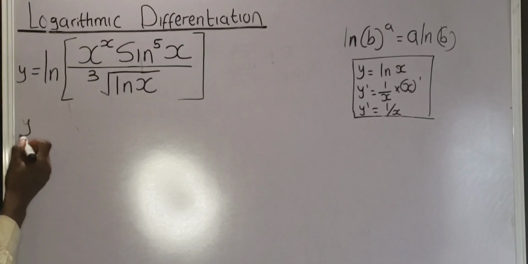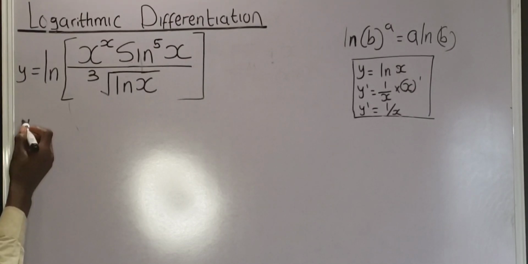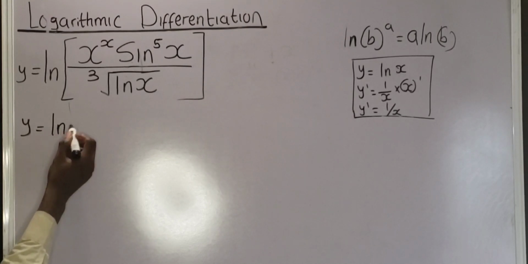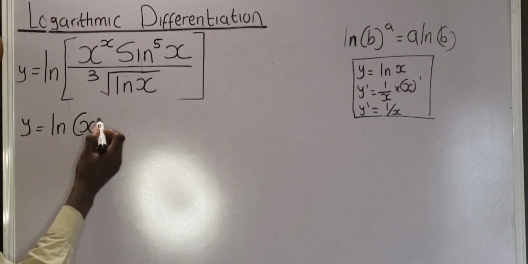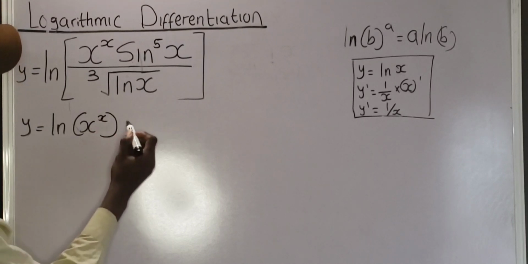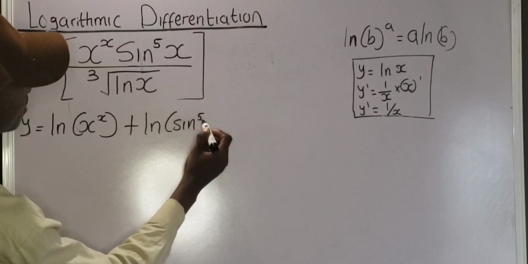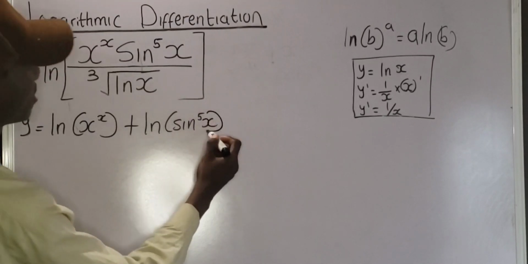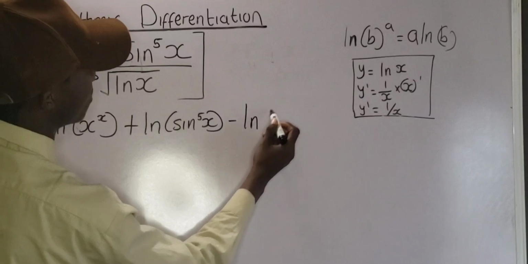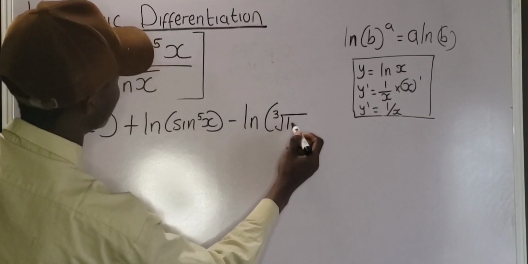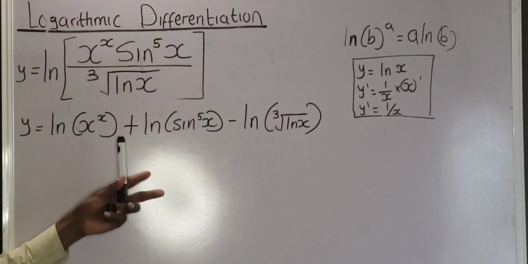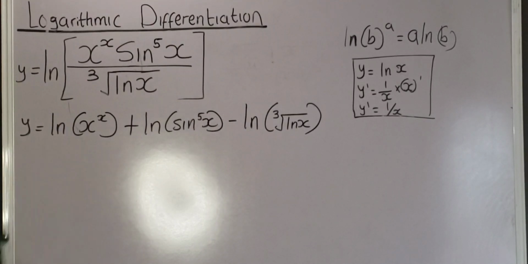For this, I'm going to have y is equal to the natural log of x raised to the power of x, plus the natural log of sine x raised to the power of x, negative natural log of the cube root of ln x. I'm very sure you understand how I got to this point, okay? If you didn't understand, that means you didn't follow our previous class. So it is important that you revert back to those classes and watch those videos. You understand? Okay, let us proceed.